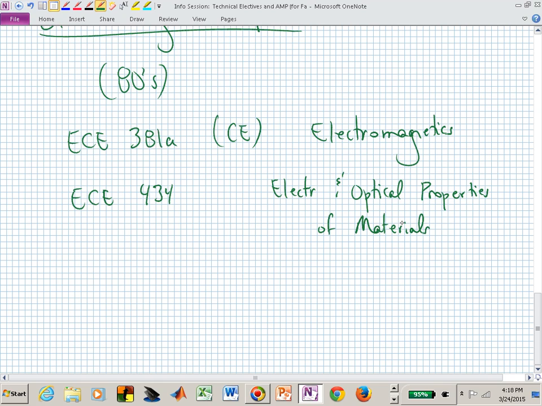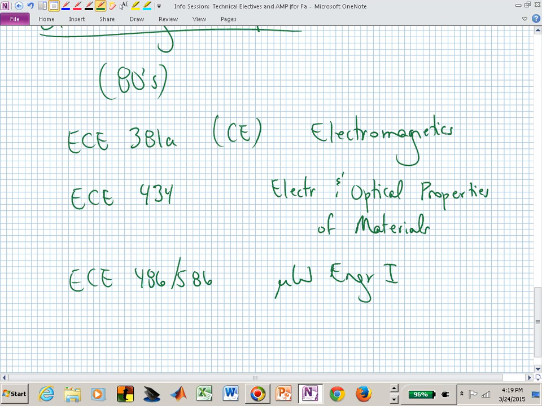If you've always wondered how certain devices work, both electrical and optical, ECE 434 might be a good introduction to that. If you liked circuits and certain frequencies of circuits, then you might be interested in this Microwave Engineering 1 class, which is ECE 486, 586.